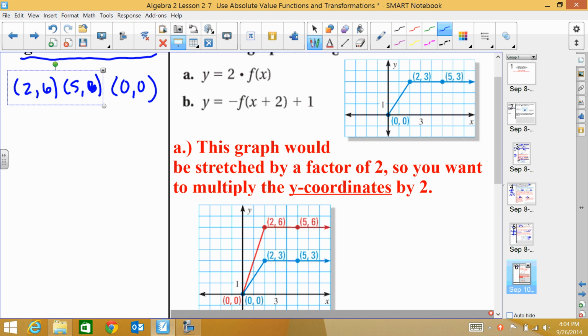Okay? Now, if we look at this, if you think of these as your absolute value symbols, remember, negative means it's going to be upside down, and the 2, 1 means that this is going to be a negative 2, and this is going to be a positive 1. So that means that it would go left 2 and up 1. So we're going to shift all of our points left 2 and up 1, but before we do that, we're going to make it opposite. Okay?